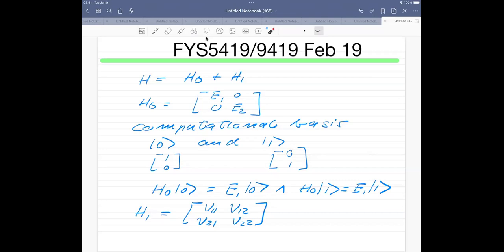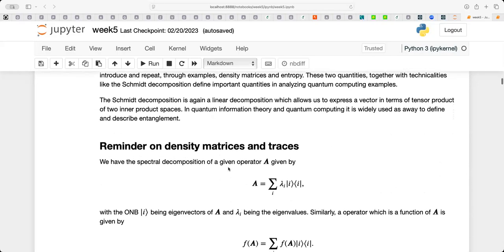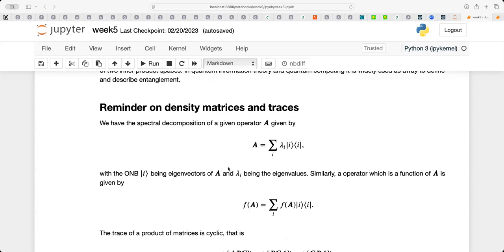Okay, so I wanted just to go quickly back before we take a small break. And I'm going to go back to the slides here. And in the notes this week, you will see that there is a reminder from last week about the density matrix and traces. So I just wanted quickly to remind you about these quantities because after the break, we are going to look at one way by which we can extract information about entanglement in a physical system.